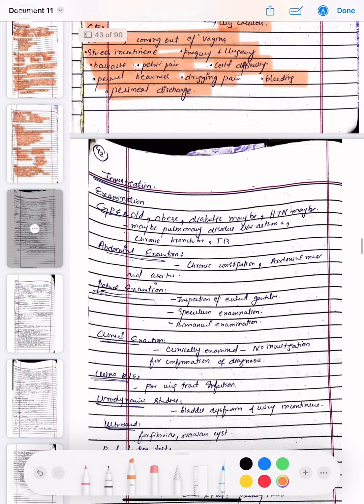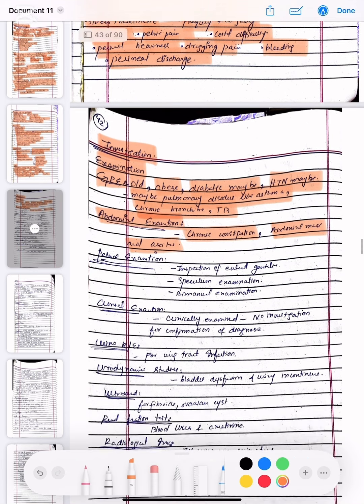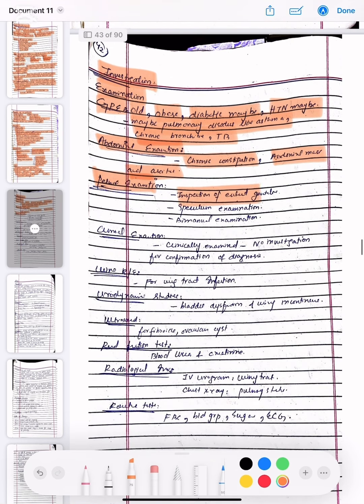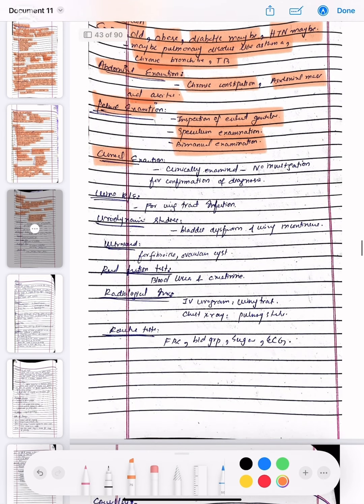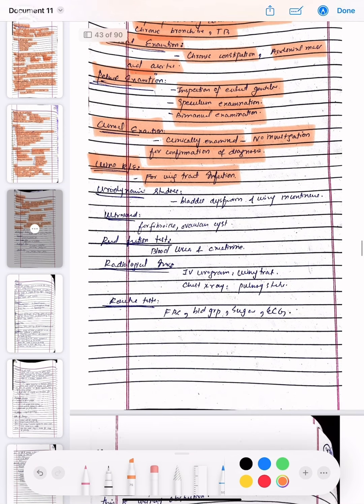Investigation options are general physical examination, where the patient may be old, obese, diabetic, maybe hypertensive, maybe with pulmonary disorders like asthma, chronic bronchitis and TB. Then abdominal examination, looking for chronic constipation, abdominal mass and ascites. Then pelvic examination, which is inspection of the external genitalia, the speculum examination, and the bimanual examination. The diagnosis is made clinically, with no investigations needed for confirmation. Urine examination is done for urinary tract infections. And urodynamic studies are done for bladder dysfunction and urinary incontinence.